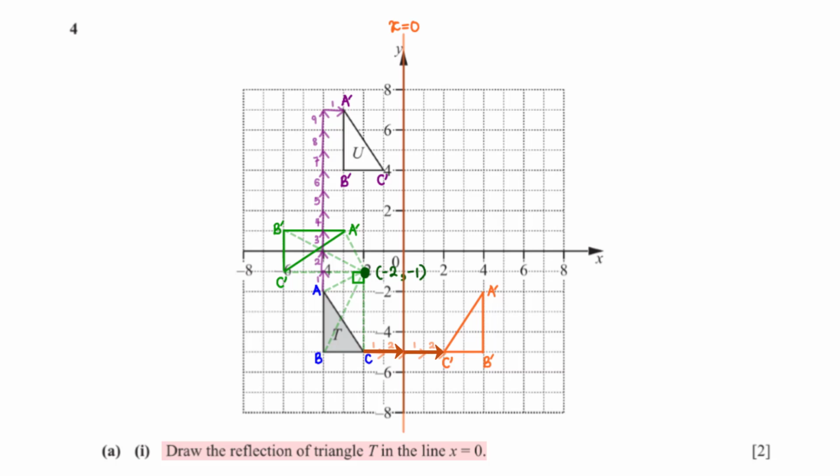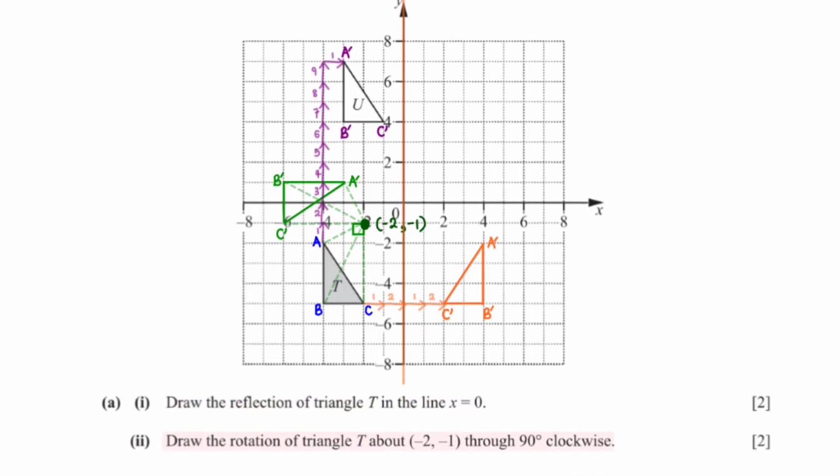We need to repeat the same process for points A and B on the triangle as well. When we are done, we are able to map out the reflected image of triangle T. Draw the rotation of triangle T about -2, -1 through 90 degrees clockwise.